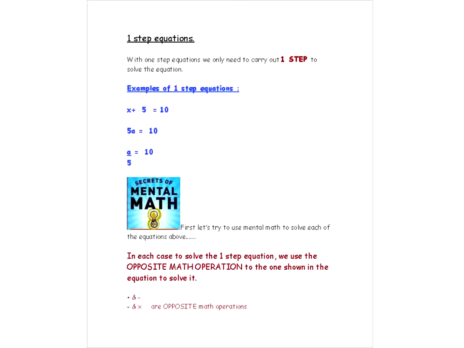So we're going to start by looking at one-step equations, and these are equations that can be solved by just carrying out one step. Some examples of one-step equations are x plus 5 equals 10, 5a equals 10, and a over 5 equals 10. Now, here it says secrets of mental math. So we're going to use mental math, first of all, just to remind us that with simple equations like one-step equations, we can actually solve them in our head, but again, it's important to show the steps in solving the equation so you can get full marks.